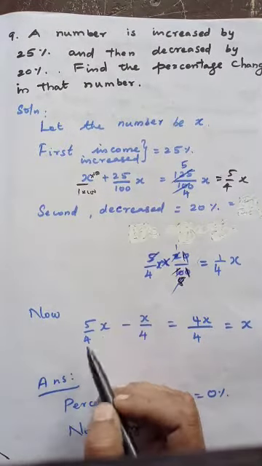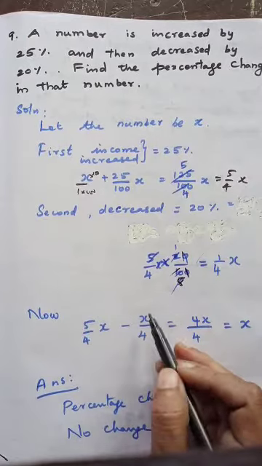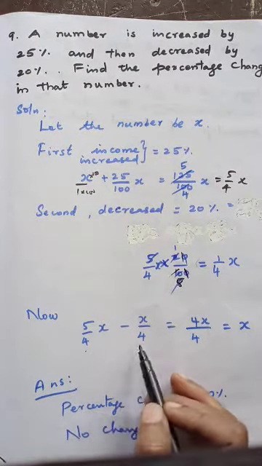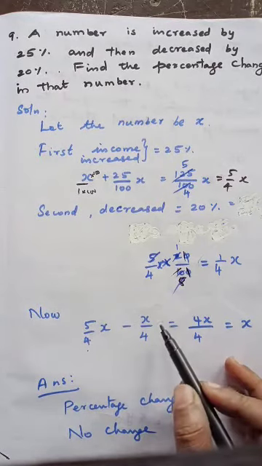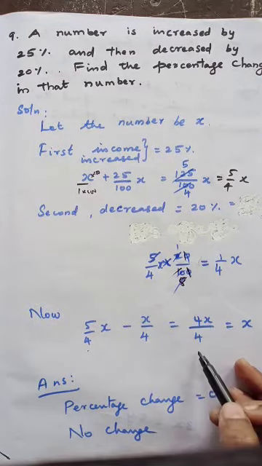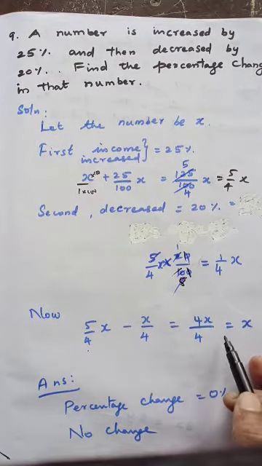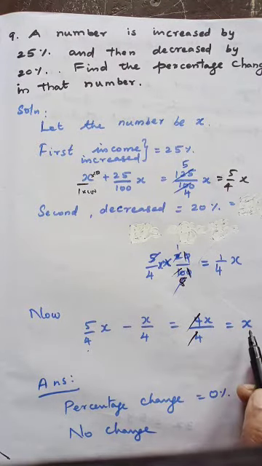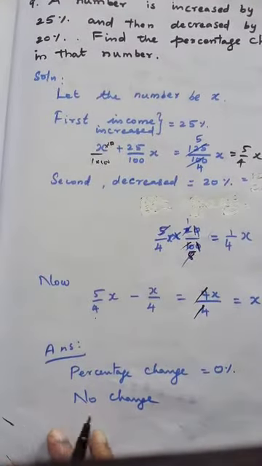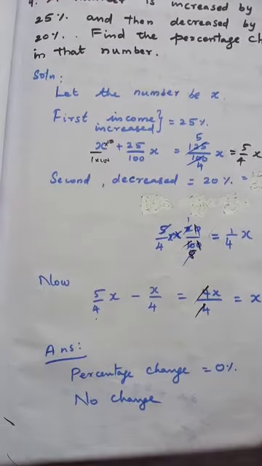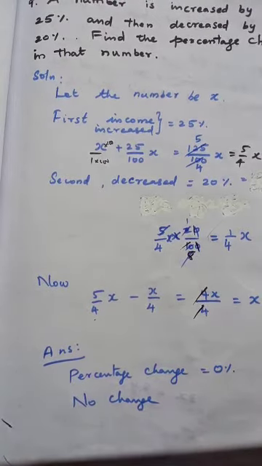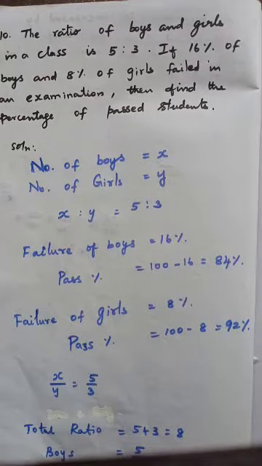Now 5 by 4x minus x by 4 is equal to, both the denominators are same. So you can write as 5x minus x is equal to 4x by 4. Then 4 4 gets cancelled. So it is equal to x. So answer, percentage change is equal to 0%. No change in the percentage. So no change. And 10th problem.